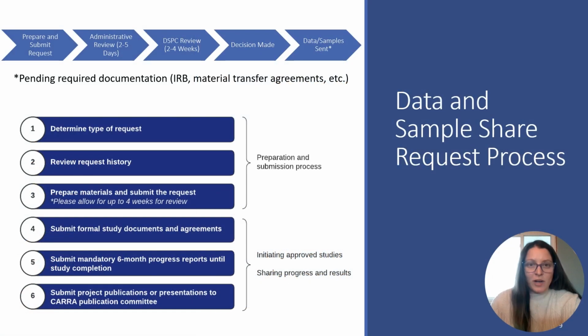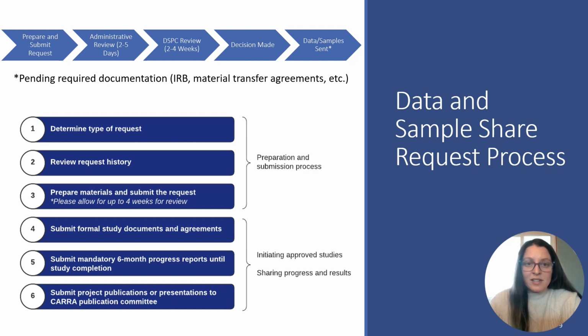To initiate a request, investigators submit a comprehensive form via Form Assembly. Investigators must also identify the type of request, whether it's a basic data count, data only, samples only, or both data and samples. Prior to submitting a request, investigators should review our request history to explore potential collaborations with fellow Cara members. Investigators will also need to prepare essential materials, such as an up-to-date data dictionary, before submitting a request.